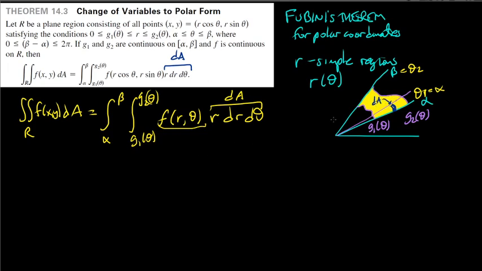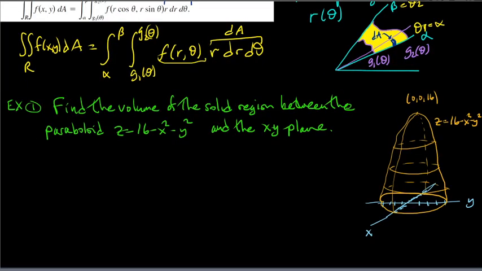All right, so let's just do some examples. First example, find the volume of the solid region between the paraboloid z equals 16 minus x squared minus y squared and the xy plane. So it's this region that I graphed here on the right, the region right between the xy plane and the surface itself. So we're looking for the volume of what's inside here, that volume in there.